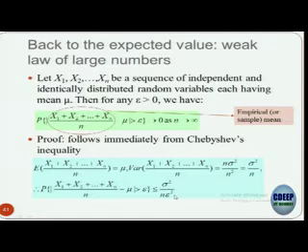Now when you take the limit of this probability as n tends to infinity, this probability is less than or equal to 0. That basically proves the weak law of large numbers. A very straightforward application of Chebyshev's inequality. Fair enough? Questions or comments?